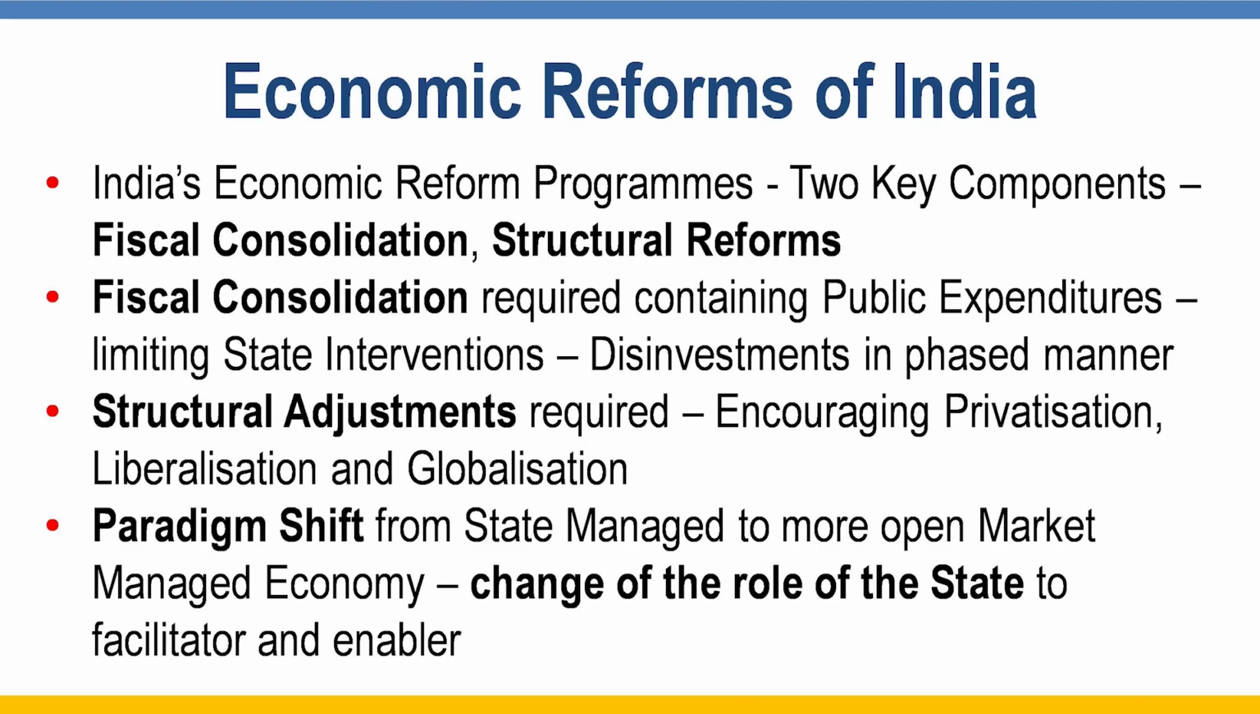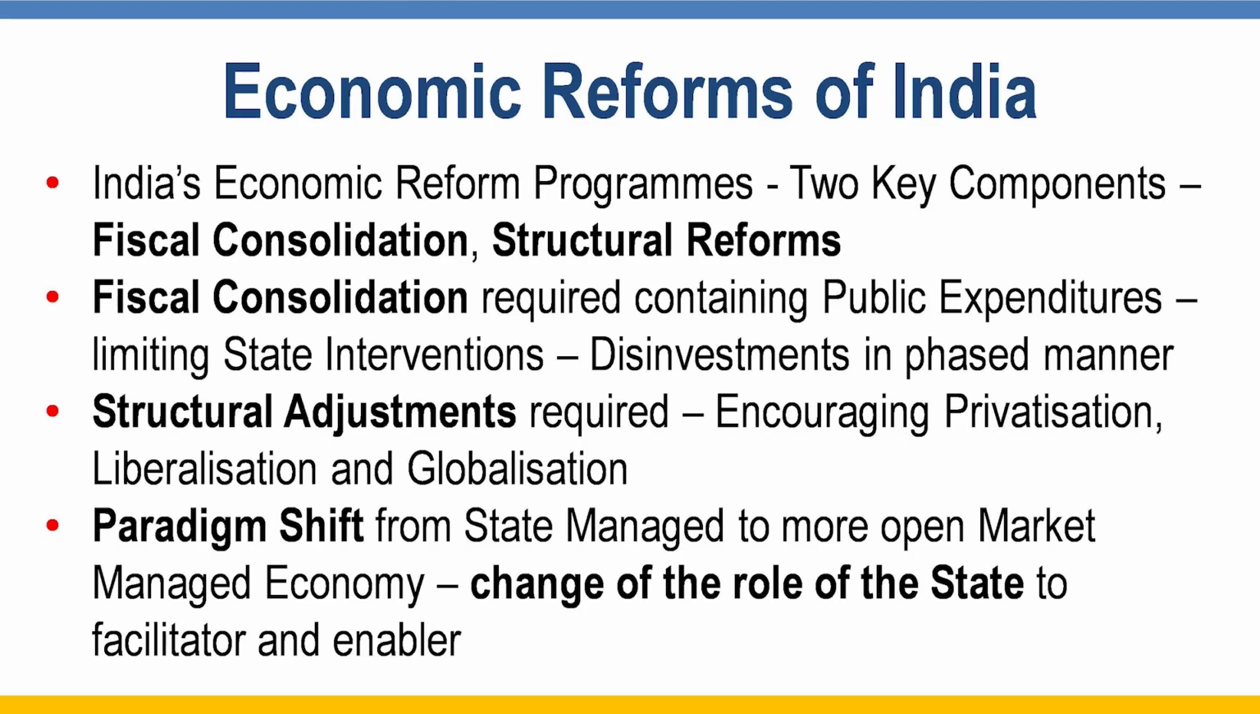Now, India's economic reform programs contain two major components. One component is related to fiscal consolidation, and the other part is about structural reforms. Fiscal consolidation required containing public expenditure, how to increase revenue and how to manage public expenditure so that it can be contained, and you can control the fiscal deficit. That required limiting state intervention and better management of public expenditure, which resulted in disinvestment in a phased manner in most of the PSUs, and that is how fiscal consolidation was acted on.